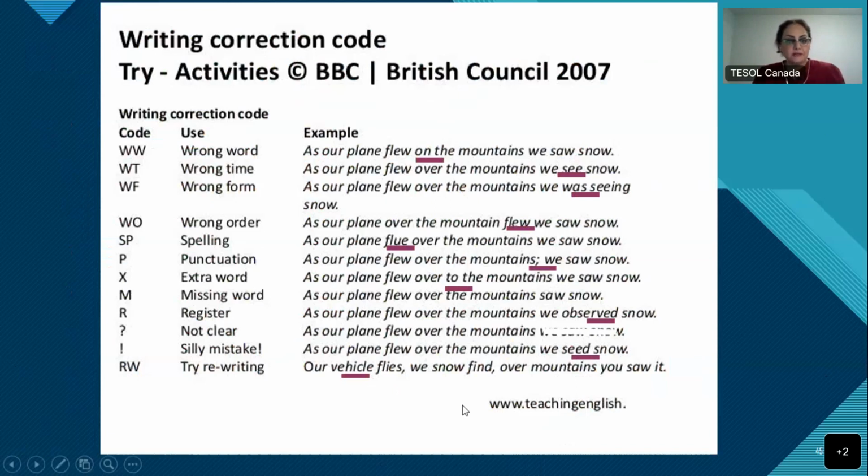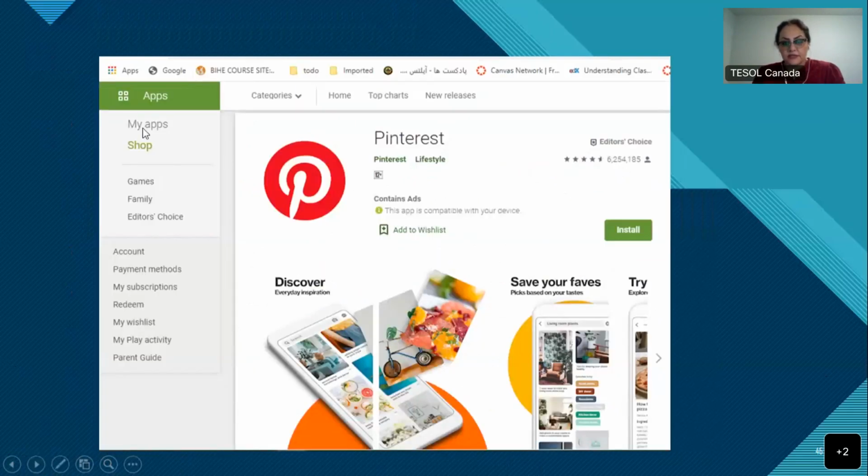And this time, for the second time, if there are still any mistakes or errors, you need to give them extra practice and exercises based on the mistakes. You can get good ideas from this app, Pinterest. There are very good worksheets on writing. I have this in mind, Pinterest. You can download it. Many of the worksheets are free to download. And you can find very good ideas for writing.